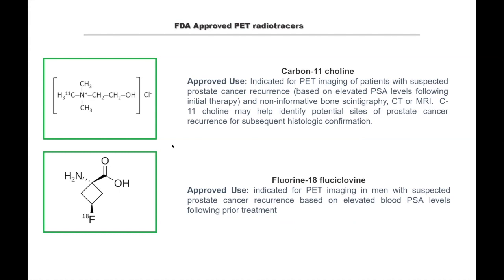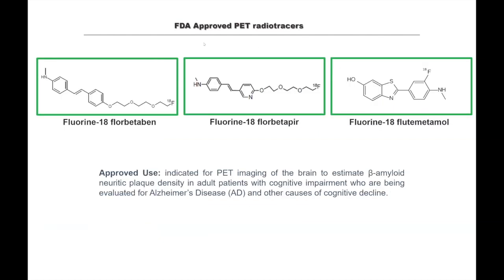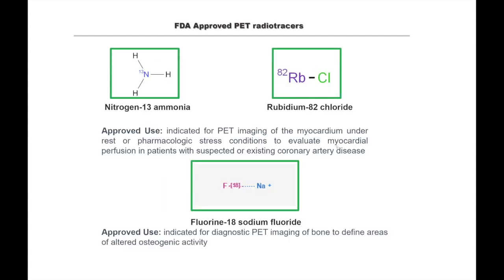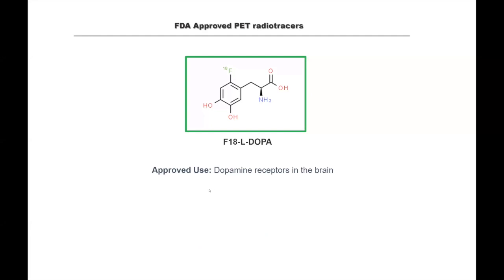And some other tracers, like carbon-11 choline or others, for prostate cancer. FDA approved some F18 labeled tracers for amyloid-beta plaques, with very similar structures based on Pittsburgh compound B, and some gallium-68 tracers for tumor imaging, and other isotopes for bone imaging or other diseases. The last one is F18 labeled L-DOPA, which is the most recently approved one.